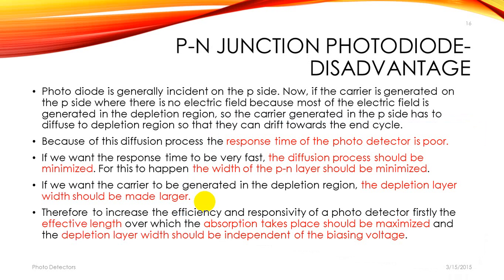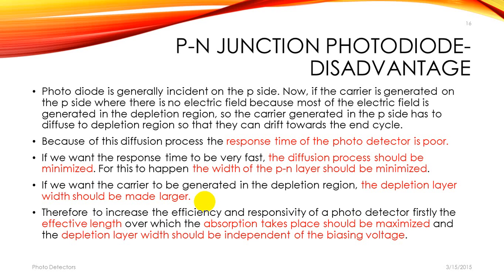PN junction photodiode disadvantages. The photodiode is generally illuminated on the P side. Now if the carrier is generated on the P side, where there is no electric field, because most of the electric field is in the depletion region, the carrier generated in the P side has to diffuse to the depletion region so that it can drift towards the N side. Because of the diffusion process, the response time of the photodetector is poor.